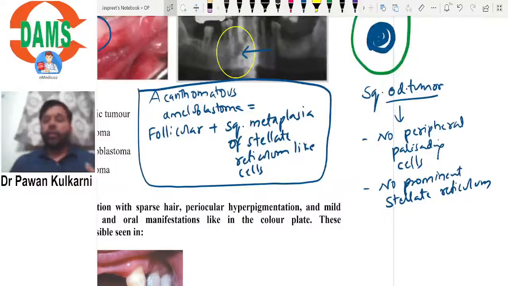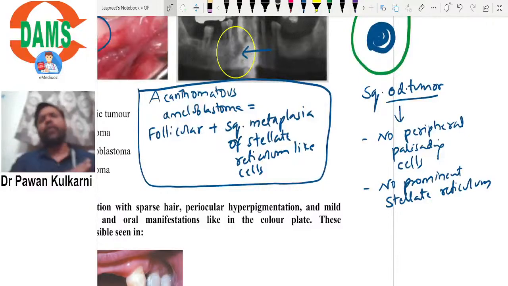But you can see keratin in SOT. SOT is squamous odontogenic tumor. How do I differentiate? In follicular ameloblastoma or acanthomatous ameloblastoma, I'll be able to see tall columnar peripheral cells, and in the center, stellate reticulum like cells. Some of those stellate reticulum cells have undergone metaplasia into squamous cells, and they have started producing keratin.